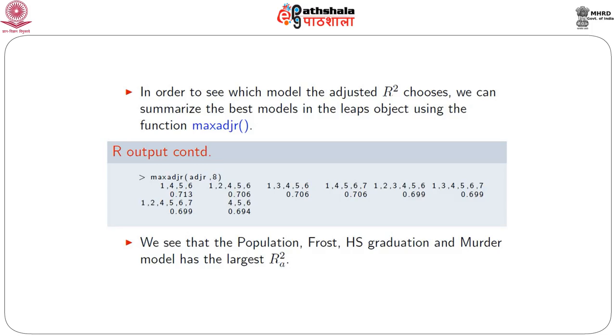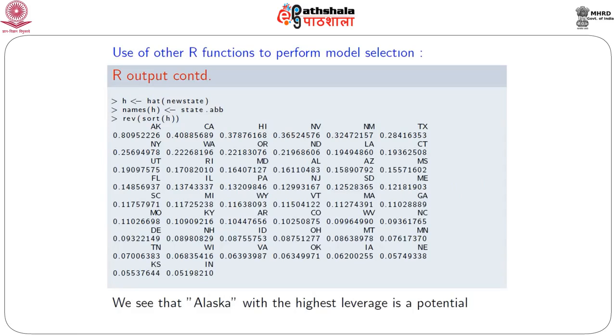Now, if you go back to the module variable selection 1, when we had used backward selection, forward selection and stepwise regression methods, the best model that was selected using the same data set also contained the 4 significant predictor variables, which were the same 4 significant predictor variables that we have selected here. So, we can also use R functions to perform model selection.